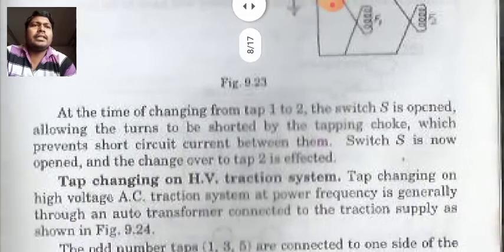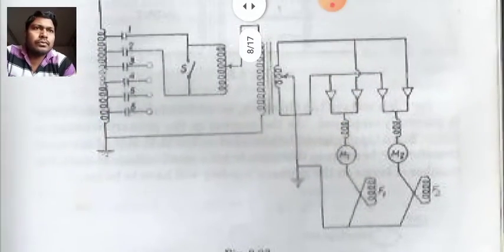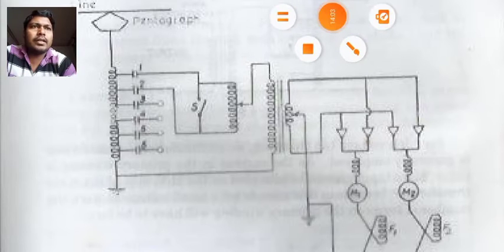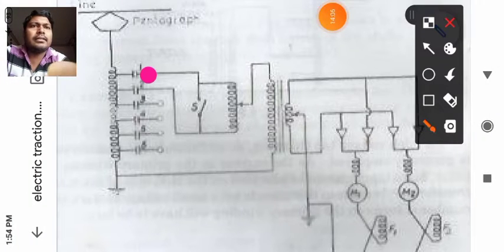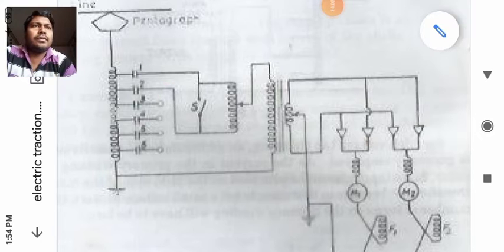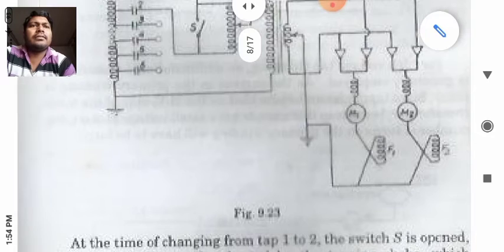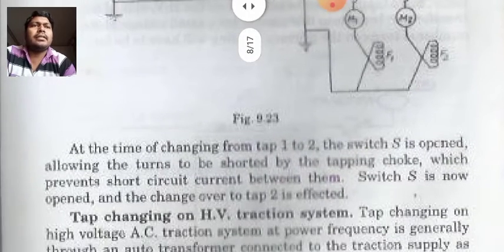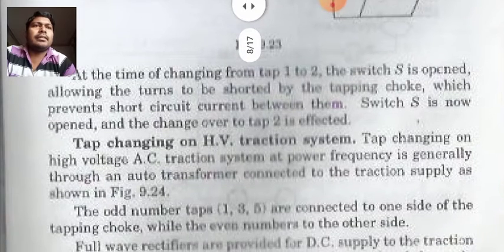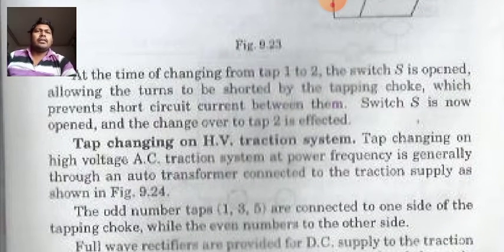Now at the time of changing from tap 1 to 2, from here we can see this tap 1 is this one and that tap 2 is this one, right? So changing from 1 to 2, what happens? They are momentarily short circuited with the help of switch S, and at that time the taps are changed. Now the switch S is opened, allowing the turns to be shorted by the tapping choke, which prevents short circuit current between them. Switch S is now opened and changeover to tap 2 is effected.